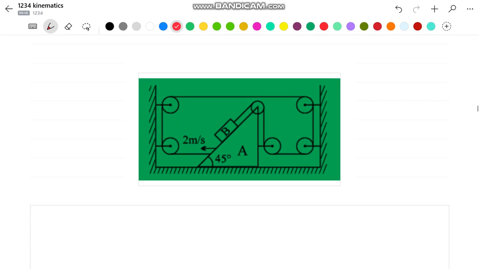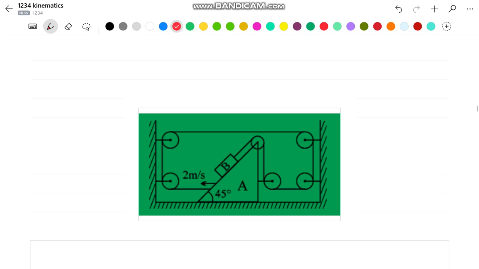So let us assume the length of the string between the wedge and pulley 1 to be equal to x, from pulley 1 to pulley 2 be equal to L1. Similarly, I am assuming other lengths as well, L2, L3. This length I am considering as Y since it is going to increase when the block or the wedge move towards right. This length I am considering as L4, and finally the distance between this pulley and block B I am considering as Z.